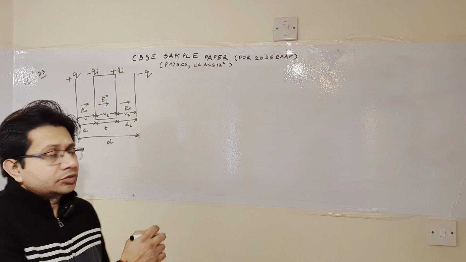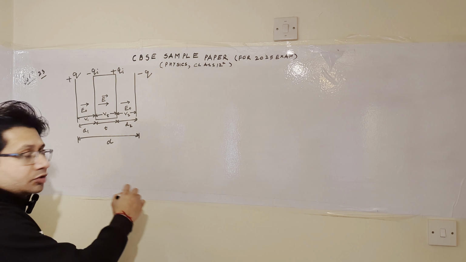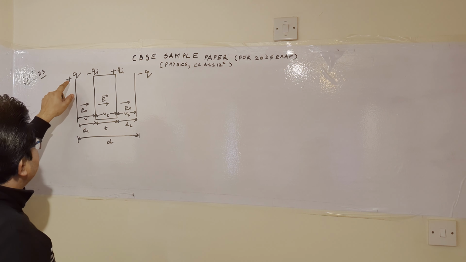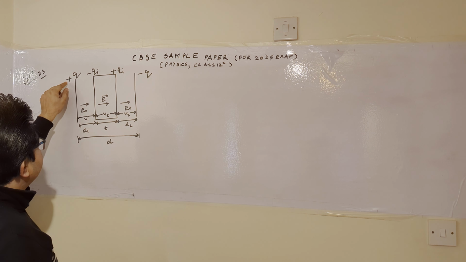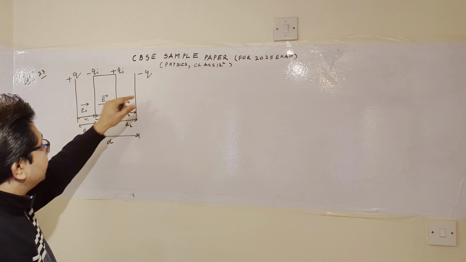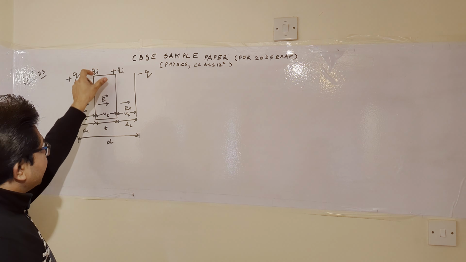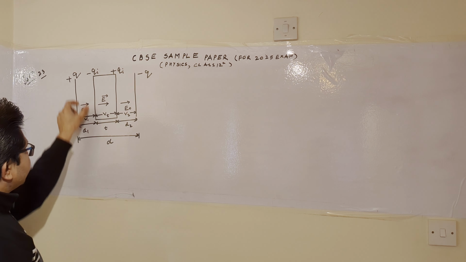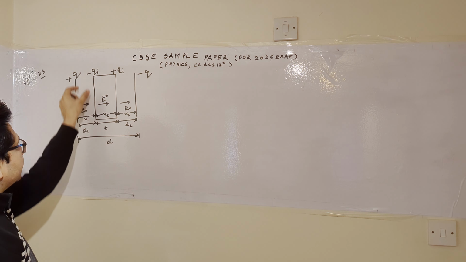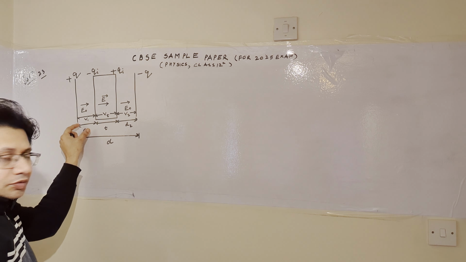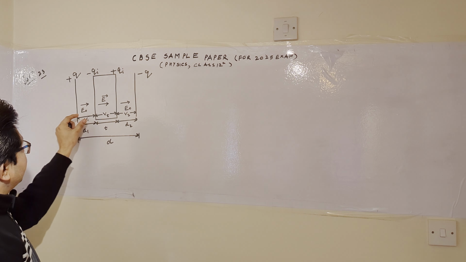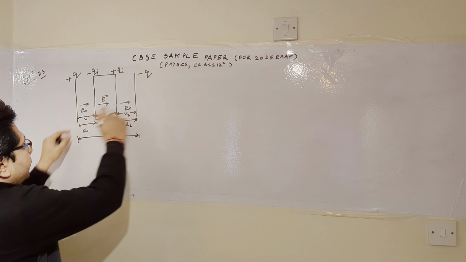So here is the diagram corresponding to the given situation. These are the two plates having the charges plus q and minus q respectively. In between there is a dielectric slab of thickness t and the air sections. The remaining air sections have thickness d1 and d2 respectively. The externally applied electric field is E naught.